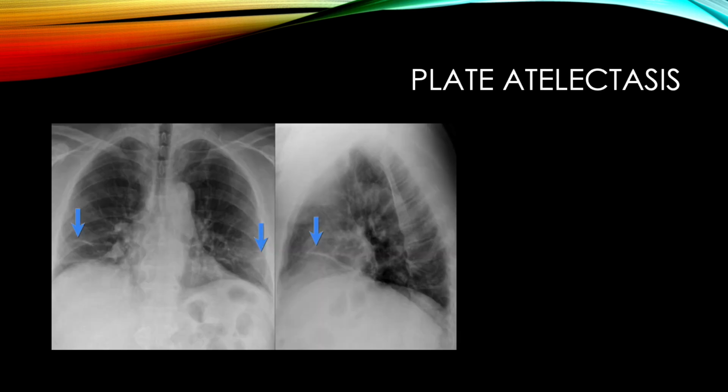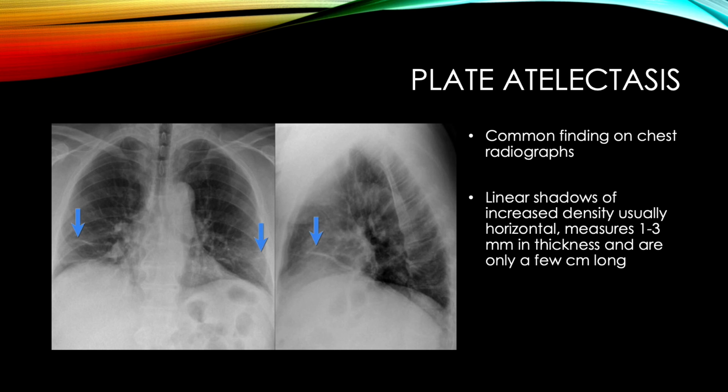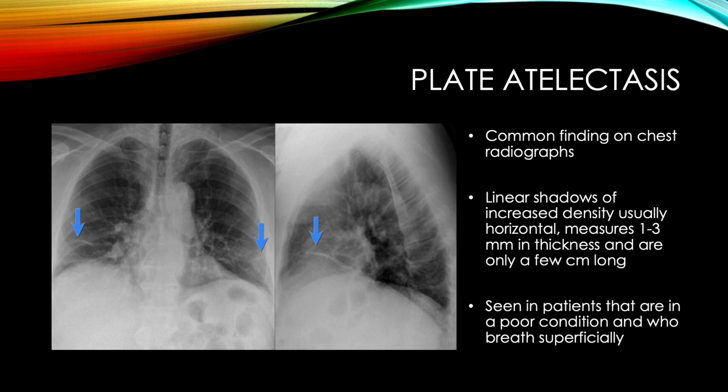Plate-like atelectasis is a common finding on chest X-rays and detected almost every day. They are characterized by linear shadows of increased density at the lung bases. They are usually horizontal, measure 1 to 3 mm in thickness and are only a few cm long. In most cases these findings have no clinical significance and are seen in smokers and in elderly. They are seen in patients that are in a poor condition and who breathe superficially.